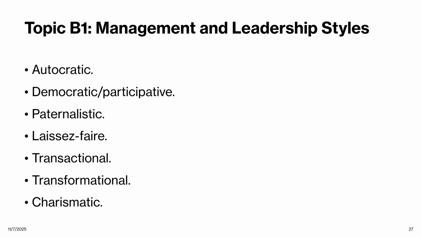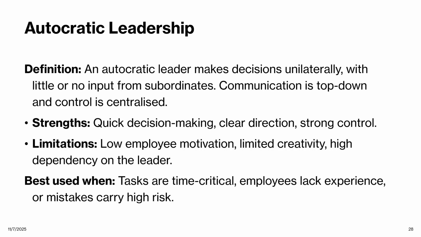Now to management and leadership styles. So, autocratic leadership. An autocratic leader makes decisions unilaterally with little or no input from subordinates. So that's a big word for me to say. So communication is top down and control is centralised. The traits of this are quick decision making, clear direction, and strong control.